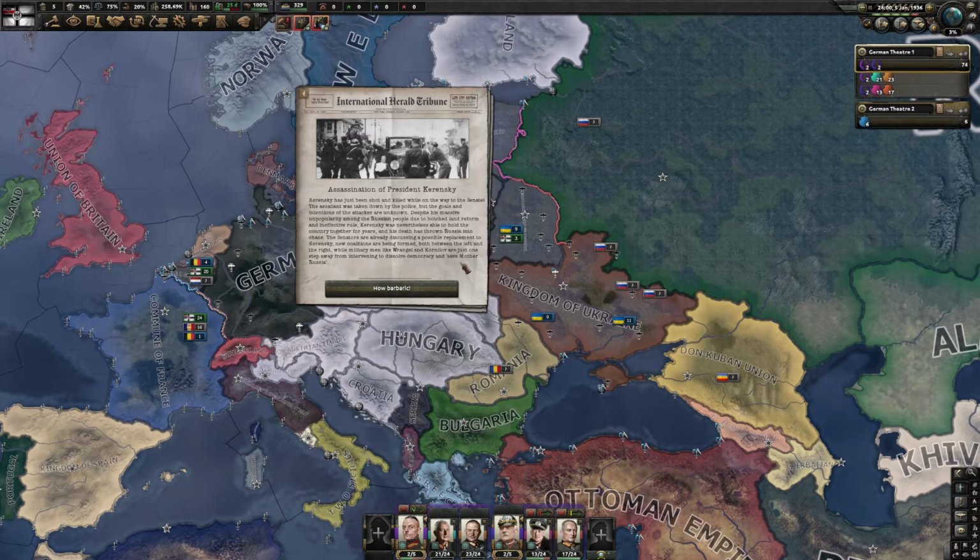The senators are already discussing a possible replacement to Kerensky. New coalitions are being formed, both between the left and the right, while military men like Wrangel and Kornilov are just one step away from intervening to dissolve democracy and, quote-unquote, save Mother Russia. How barbaric.